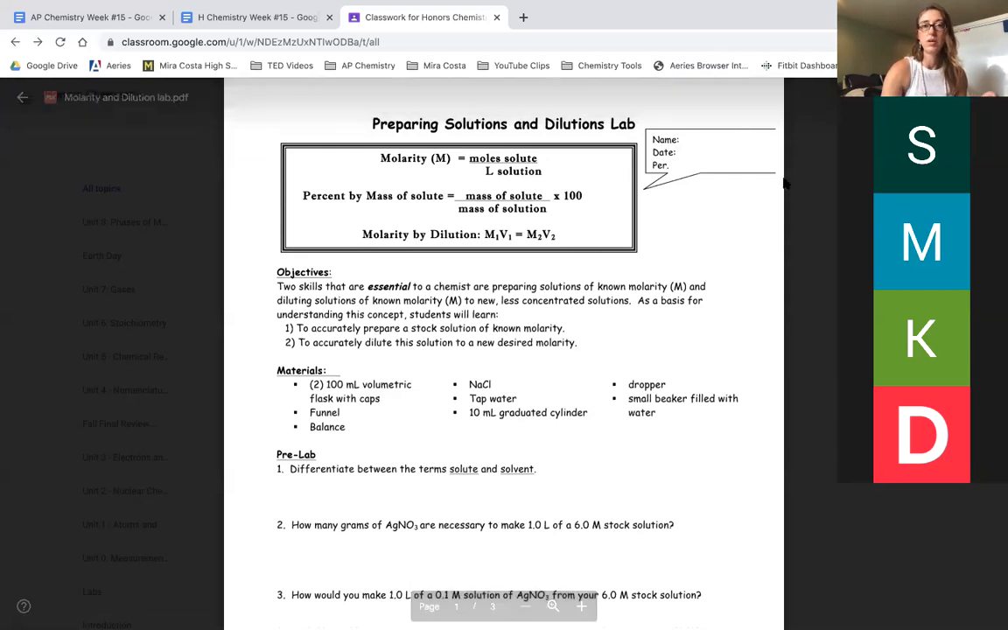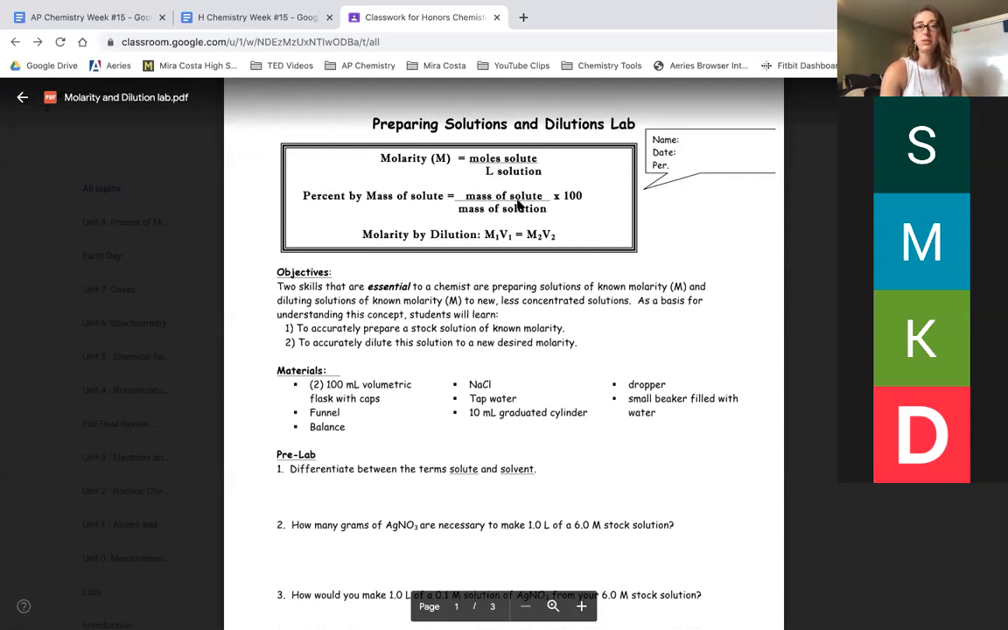Okay, so preparing solutions and dilutions, you've got molarity is moles per liter, percent by mass of solute is just a percentage. It's a part to whole ratio, mass of solute divided by mass of solution times 100. And then you'll be using this molarity by dilution equation where you're gonna dilute that stock solution down to a new concentration, okay? So your objectives, 2 skills that are essential for a chemist are preparing solutions of known molarity and diluting those solutions to a new molarity that's less concentrated.